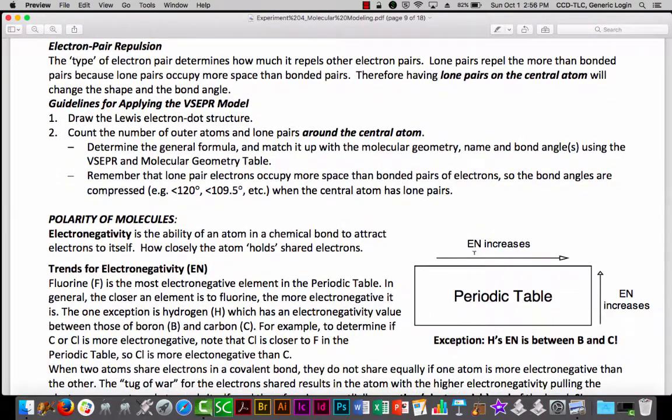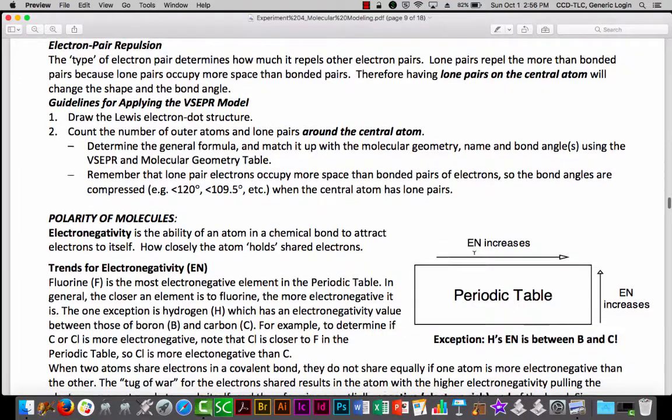Electron pair repulsion: the type of electron pair determines how much it repels other electron pairs. Lone pairs repel more than bonded pairs because lone pairs occupy more space than bonded pairs. Therefore, having lone pairs on a central atom will change the shape and the bond angle.